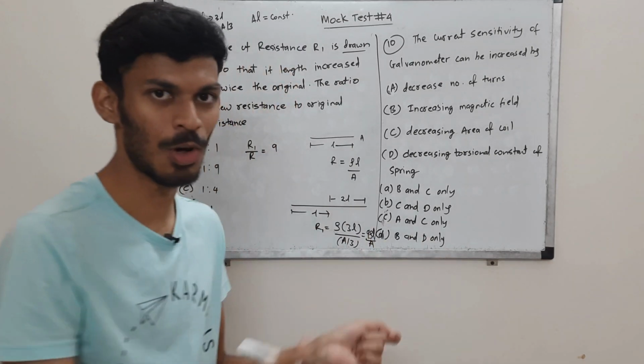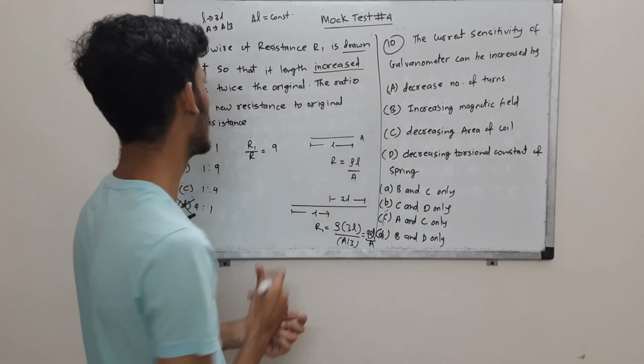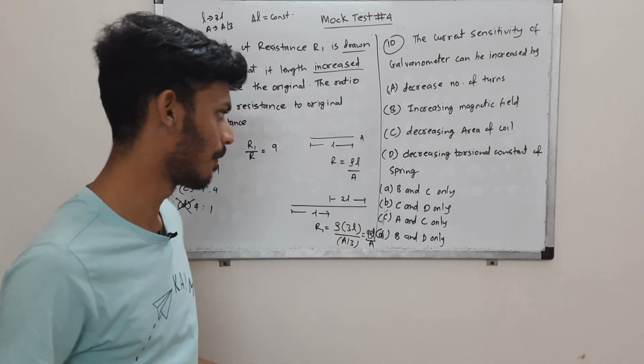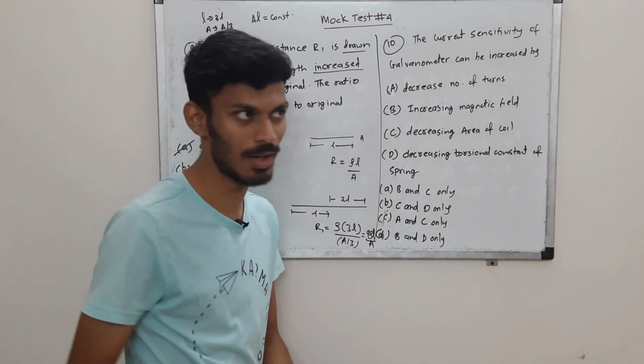Okay, here the language was just a bit twisted. It said increased by twice of its original length. So the increase in length was 2L. Okay, so the total length of the new wire was 3L.